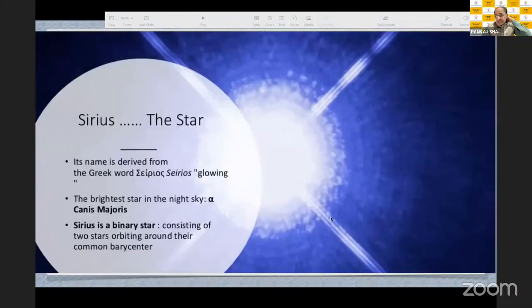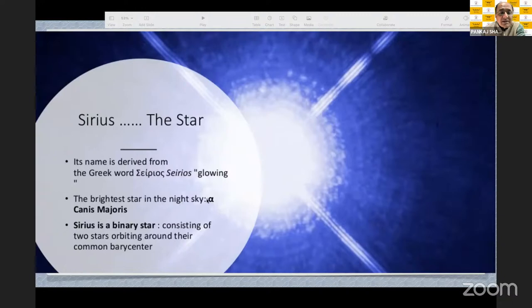Now coming to the Sirius, we'll go slightly faster now. Since you have understood the basic maps, Sirius is the other machine, and why is it different, better and more important is because it has got a dual system. What is Sirius?